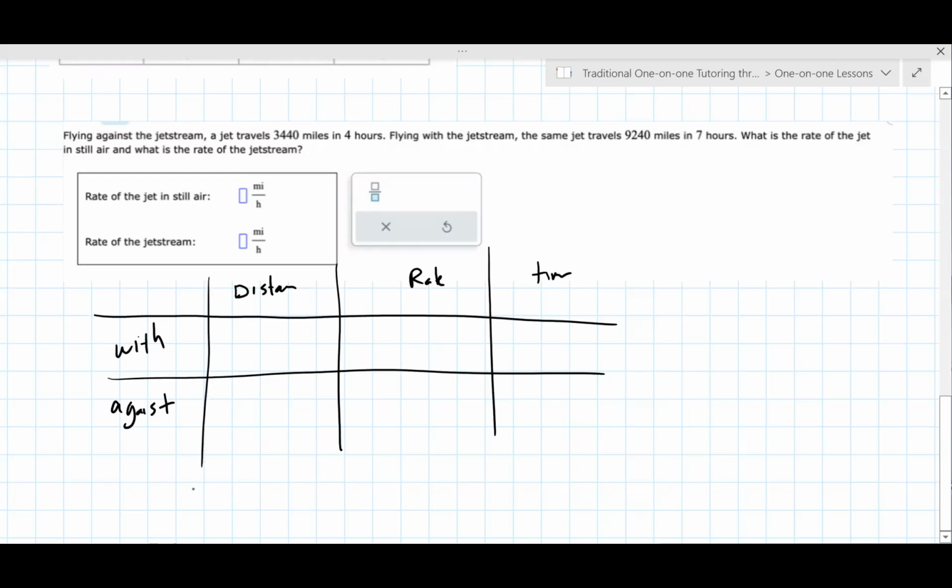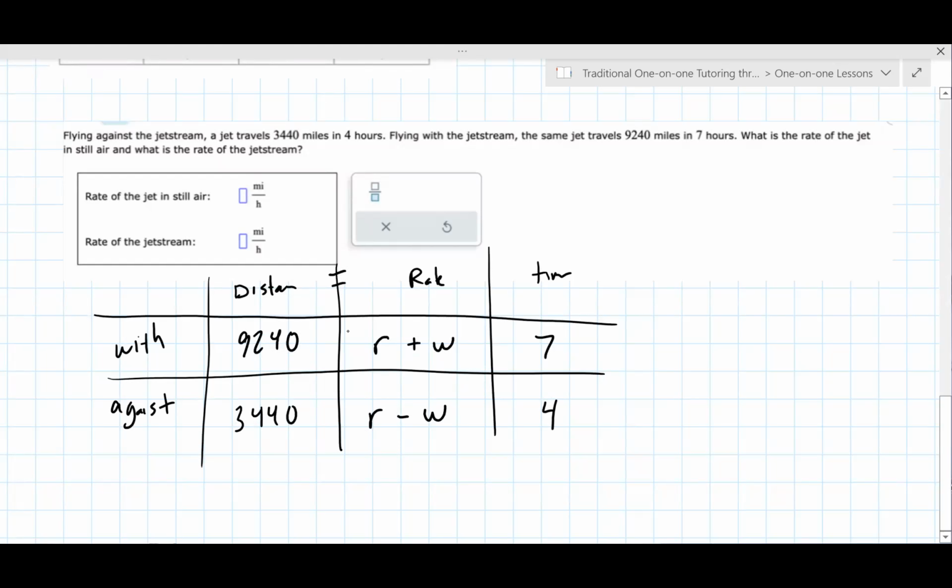So they tell you that flying against, it's 3,440 miles in 4 hours, and flying with the jet stream, the same jet travels a different distance this time, 9,240 miles in 7 hours. What is the rate of the jet in still air? What is the rate of the jet stream? So the idea is that with the wind, it's the rate plus W, and against it, the wind counteracts you. It's a minus. Okay.